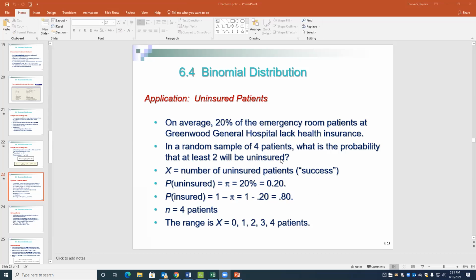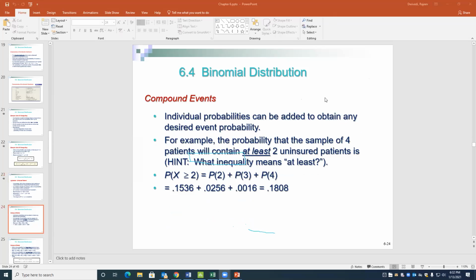So at least 2 will be uninsured. So n equals 4. The range of patients is x equal to 0 will be uninsured, 1 will be uninsured, 2 will be uninsured, 3 will be uninsured, 4 will be. At least 2 will be uninsured. Now, with this wording, you can understand this is not a simple PDF. It is asking at least 2, which excludes the 0 event and 1 event. So at least 2 means 2, 3, 4. I'm going to explain this because here we always get confused when we have this kind of situation.